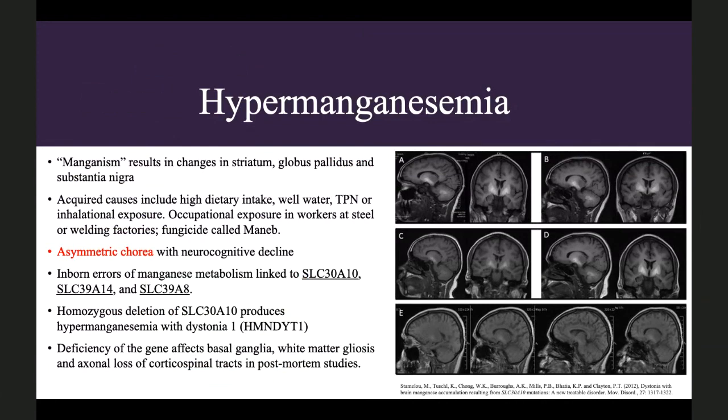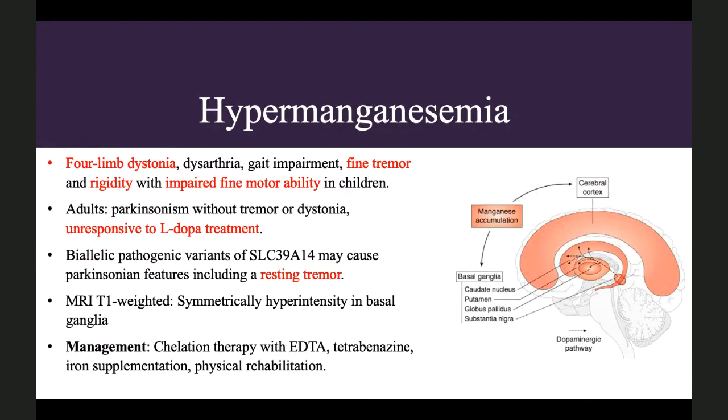The homozygous deletion of SLC30A10 will often produce hypermanganesemia with dystonia 1, called HMNDYT1. In these pictures, we see serial MRI scans over a 10-year follow-up from pre to post treatment, and improvement of the changes through this time. So here we see in this condition a four-limbed dystonia, dysarthria, fine tremor, and rigidity. This is commonly seen in children, and in adults, this presents as Parkinsonism without tremor or dystonia that is not responsive to L-DOPA therapy.